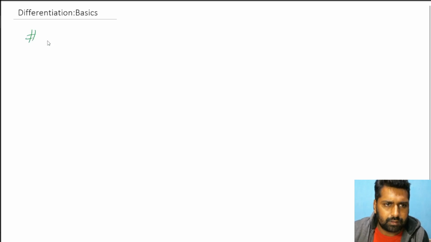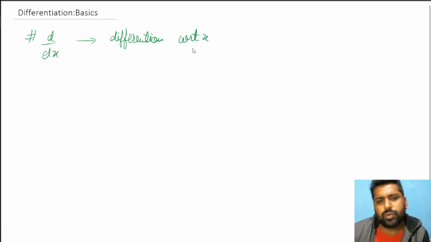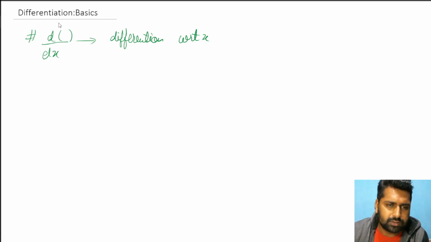So first of all, start with d by dx. D by dx means differentiation with respect to x. Now this with respect to x means whatever function I'll write here, I'll write something in the bracket. That will be a function of x, means it will be in terms of x. So I can do d by dy also, d by dt also, depends on the question or the requirement.